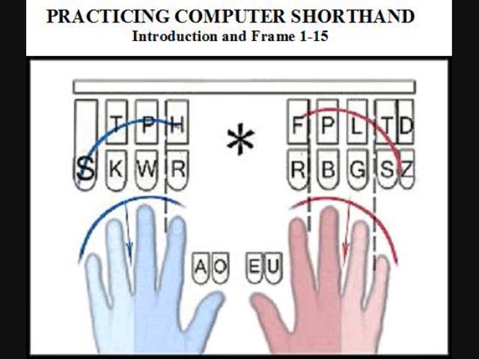Blue, do, pure, rule, true, use, choose, proof, soon, tooth, and that is 10 words.